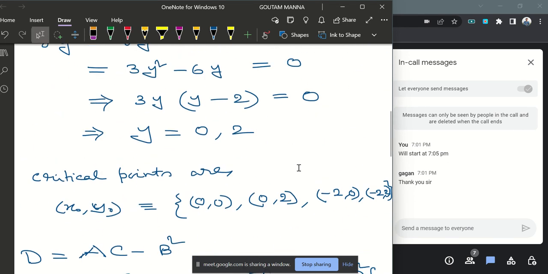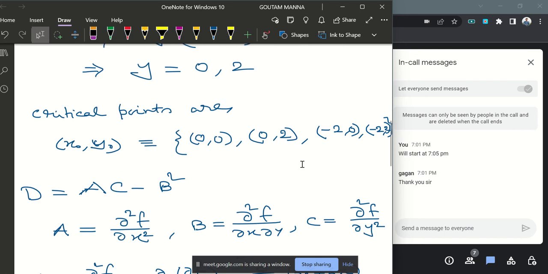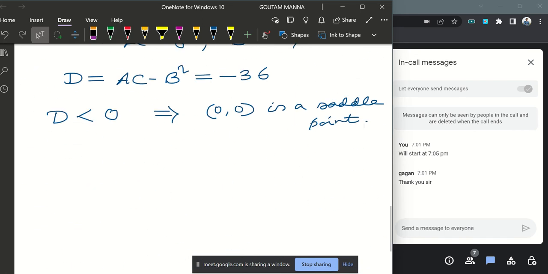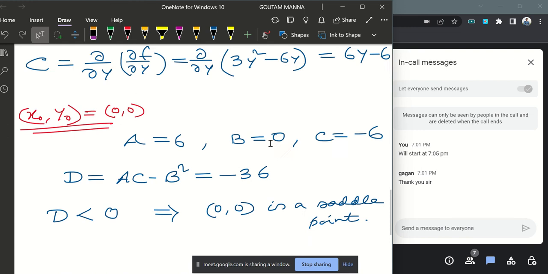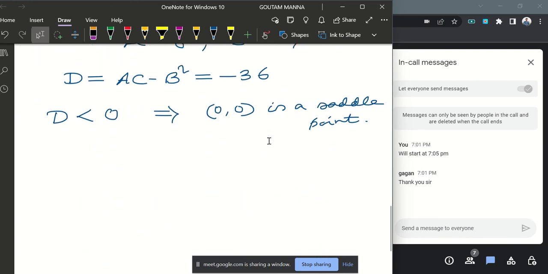So now the next point we have is (0, 2). Let's check whether that critical point (0, 2) is a maximum, minimum or saddle point. So for x0, y0 equal to (0, 2).